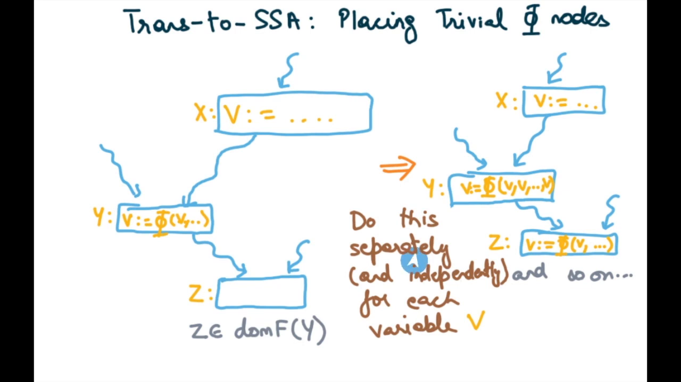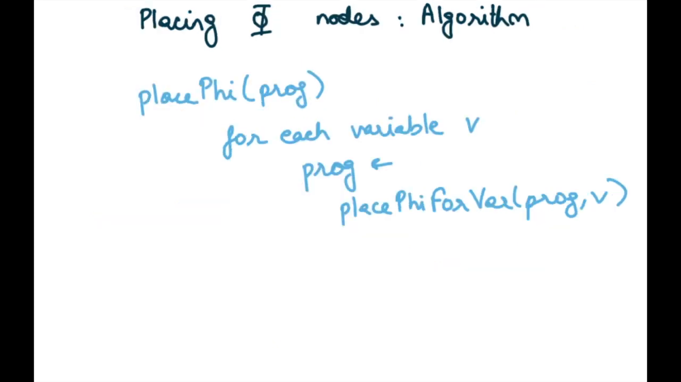Finally, I've shown this placement of trivial phi nodes for a single variable v, but I need to do it for each and every variable present in the program. And the way I'm going to structure the algorithm is I'm going to do this separately for each variable. For example, I'll do it for v1 first, place all the trivial phi nodes for v1, then I'm going to place all the trivial phi nodes for v2, and so on. And so this can be done separately and independently for each variable.